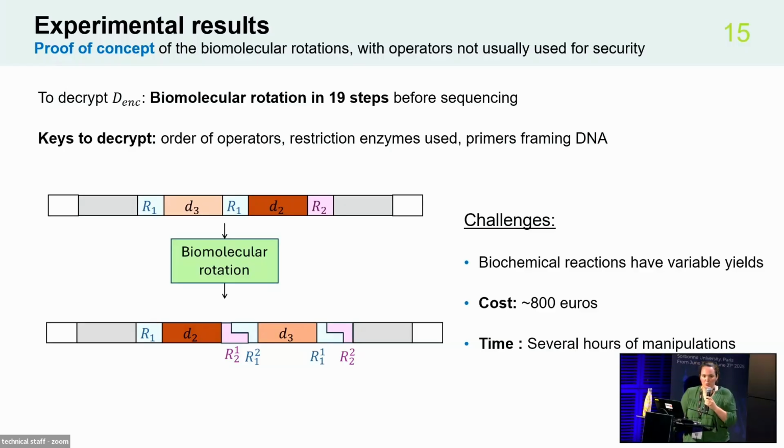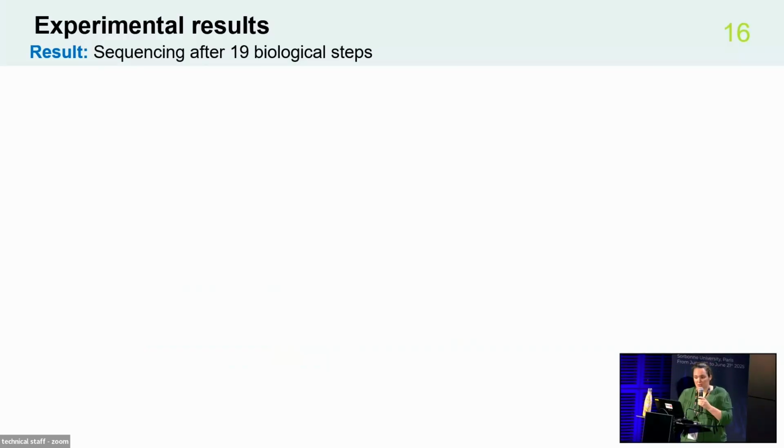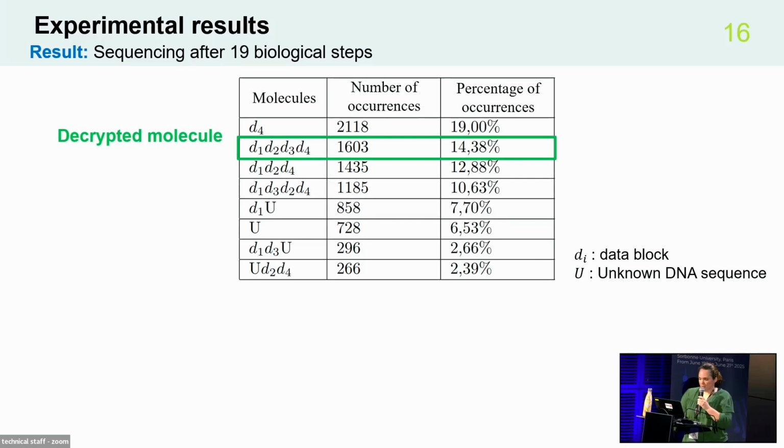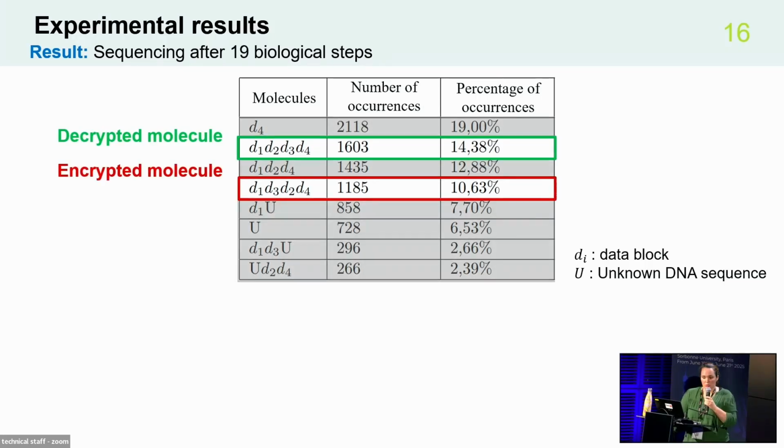So what were the results? After sequencing, we sequenced the results of our biological rotation after 19 steps, and we wanted to obtain as many decrypted molecules as possible. So they are presented in green in the table and represent 14% of molecules. And so we were happy to find that the decrypted molecules were more present than the encrypted ones, and that the decrypted molecules were the second most frequent after small isolated D4 data blocks that are easy to discard.